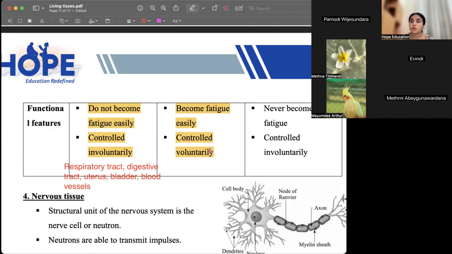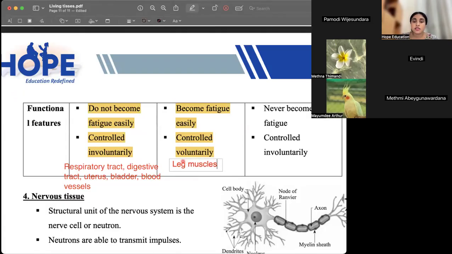When I'm teaching like this, I'm moving my hands. When I'm typing, I'm moving my hands. And I'm moving my neck. And then I'm moving my facial muscles, right? So all of these are made of skeletal muscle tissue. Therefore, we can control, and at the same time they become fatigued easily. That is because of the fatigue, right? So examples you can write for locations.